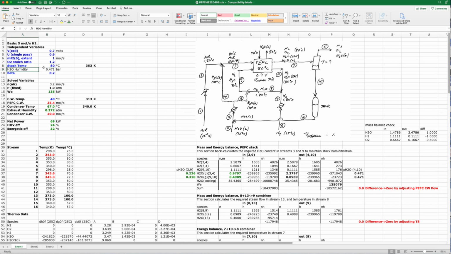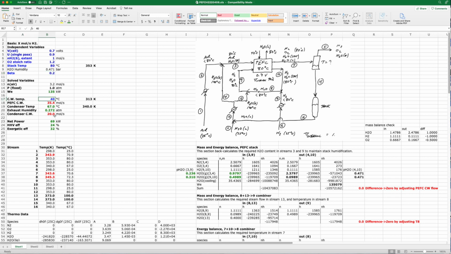At that temperature, we can calculate using Antoine's equation what the water humidity level is in any of the gases that reach saturation with H2O, and I'll come back to the consequences of that in a bit. Another parameter here is beta, which I described earlier. This has to do with the number of water molecules that are dragged across the polymer membrane with each proton from the anode to the cathode. And then the last variable here we can play with is the cooling water temperature.